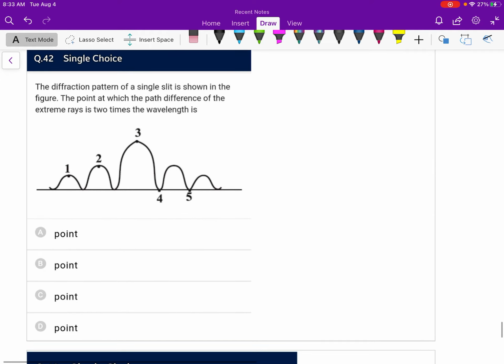The diffraction pattern of a single slit is shown. The point at which the path difference in extreme rays is 2 times the wavelength. So we know for the first minima path difference is lambda, for second order minima path difference is 2 lambda, and so on. So at the fifth point path difference is twice the wavelength, so 0.5.